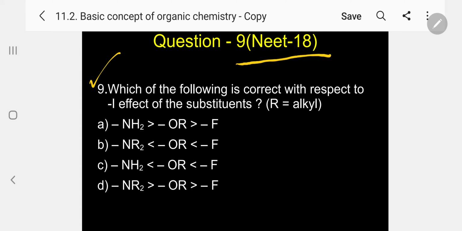Question number 9. Which of the following is correct with respect to minus I effect of the substituents? Minus I effect of the substituents are equal to alkyl group. Option A, NH2 greater than F. B, NR2 less than F. C, NH2 less than F. And D, NR2 greater than F.